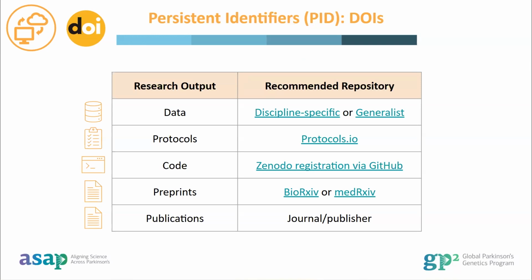However, because GitHub does not mint a DOI, you should therefore use the data archiving tool Zenodo to archive a repository on GitHub and issue a DOI for that version of the code. Otherwise, the code can be deleted and become inaccessible to others. Preprint servers and journals mint DOIs for preprints and publications.